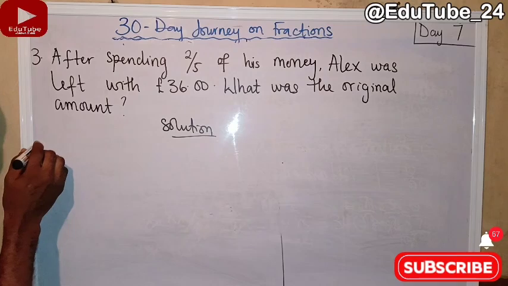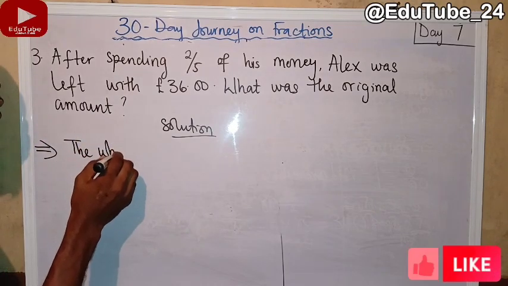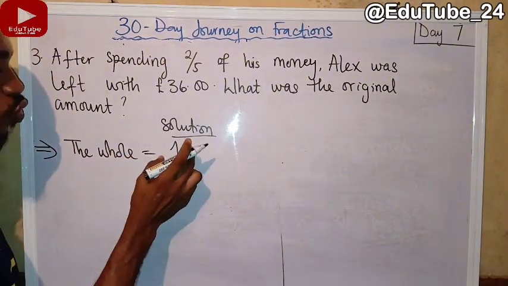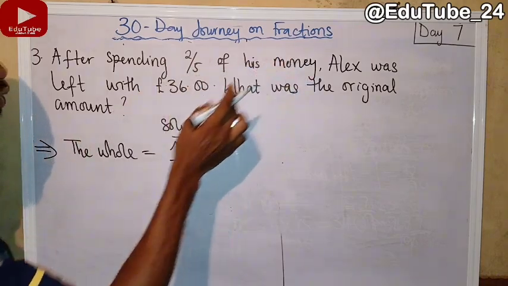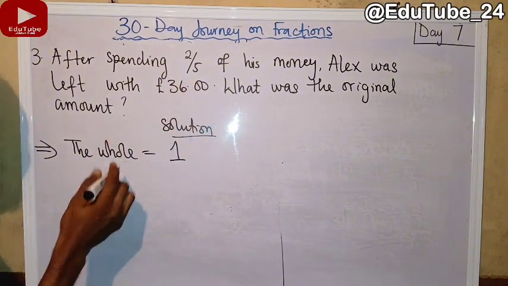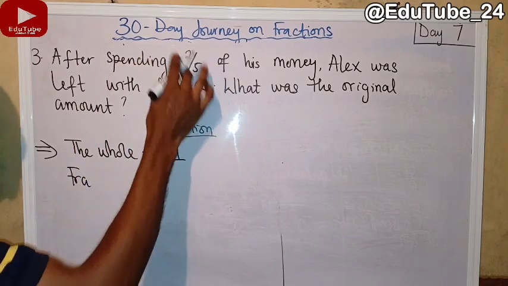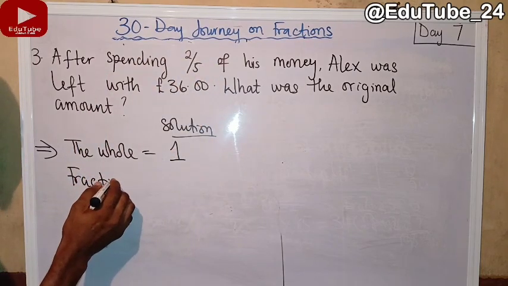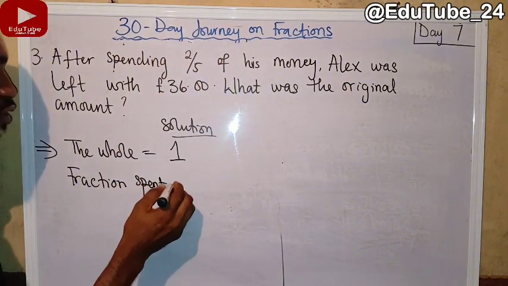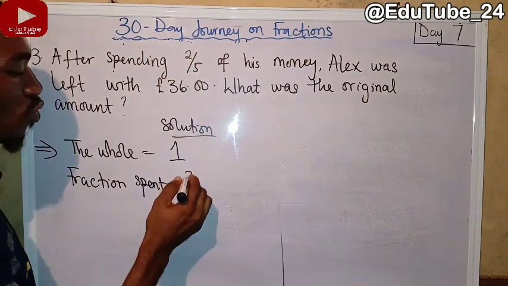So, just like we've been doing, we are going to identify the whole money. Since this is about money as well, the whole money is 1, because a fraction is part of a whole, and a whole means 1. After spending 2/5 of his money, Alex was left with 36 pounds. We identify this 2/5 as the fraction spent, because that's literally what it says. Don't forget there's a difference between fraction spent and the amount spent. So fraction spent is 2/5.